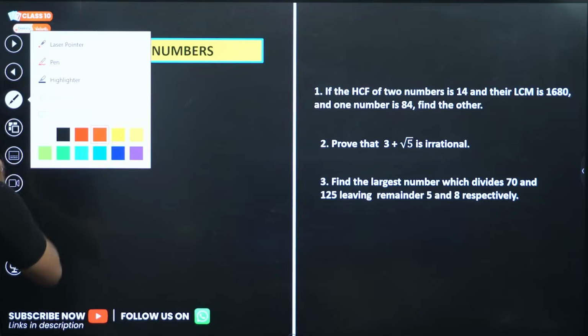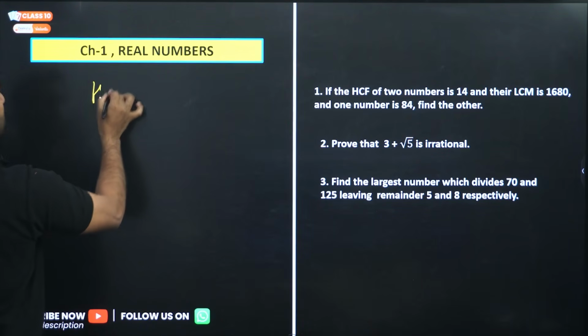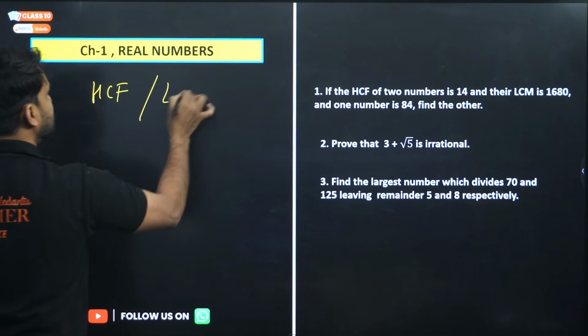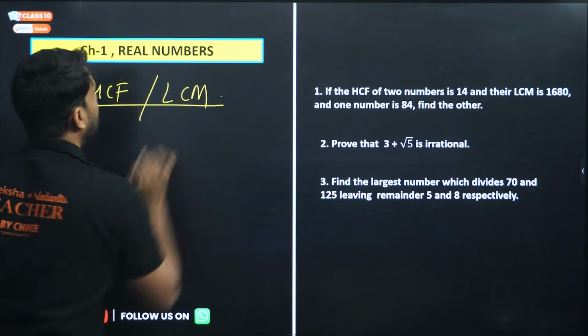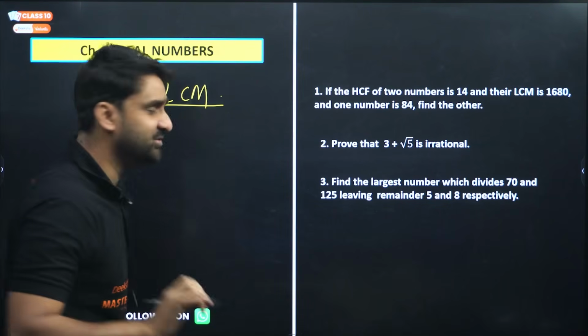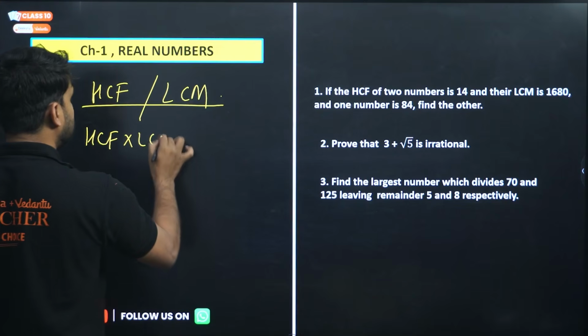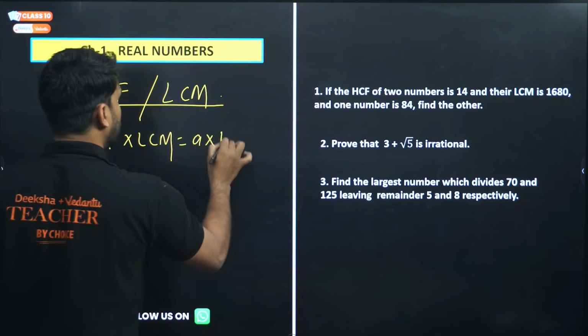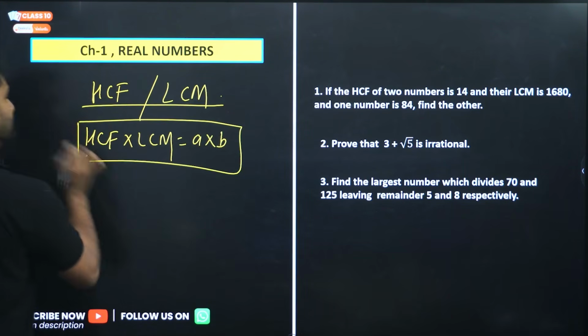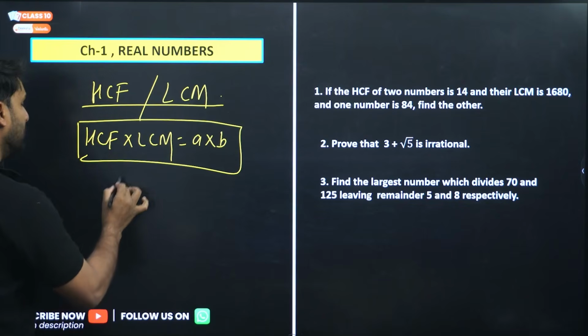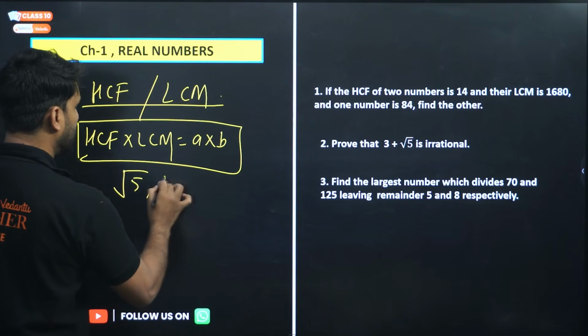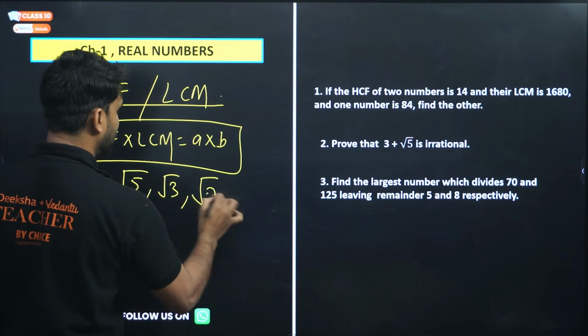If I talk about real numbers, the most important theory is HCF and LCM. Please make sure to find HCF and LCM by the prime factorization method, and this formula: the product of HCF and LCM of any two integers is equal to the product of the numbers themselves. So this formula is very important, and to prove root 5, root 3 and root 7 are irrational numbers.